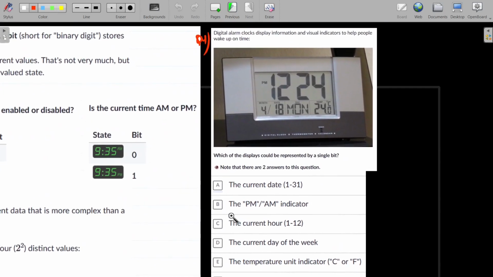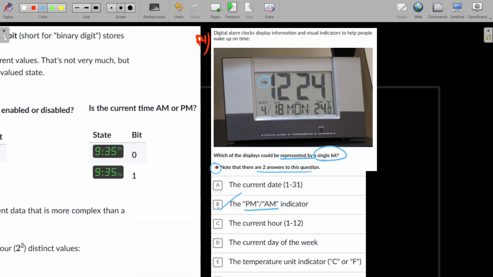Okay. A digital alarm clock displays information and visual indicators to help people wake up on time. In this visual information, you can see AM, PM, time, date, month, temperature, everything, right? Which of the displays could be represented by a single bit? The current date, 1 to 31. No, not possible. You cannot represent a date with a single bit. Note that there are two answers to this question, so we have to select two. AM or PM indicator. Yes, this should be our answer. Only two possibilities, either AM or PM.